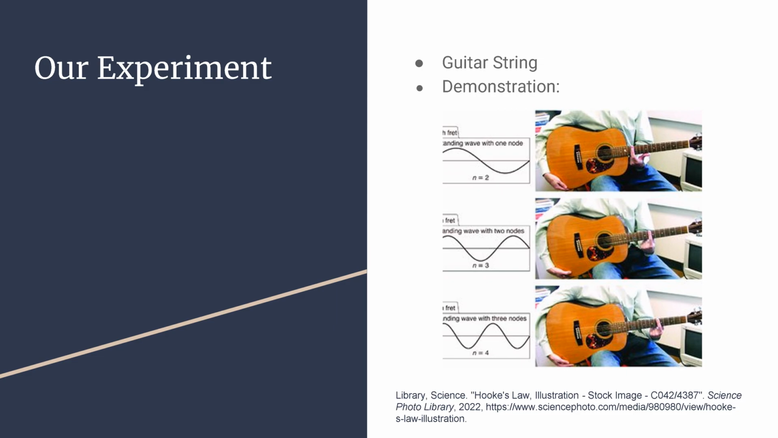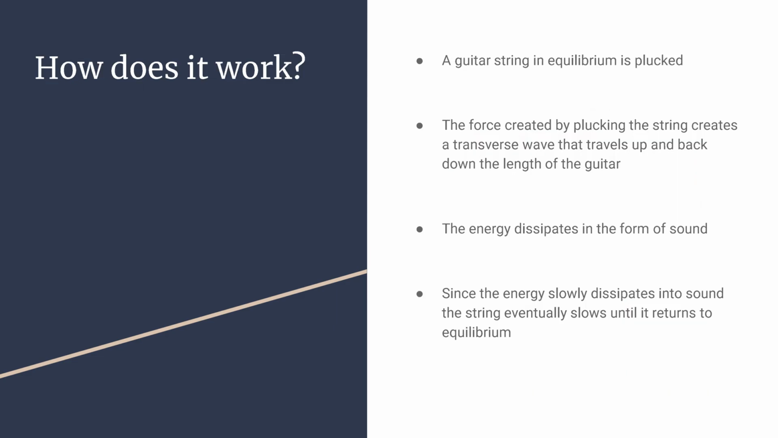Our experiment will use a guitar string to demonstrate simple harmonic motion. How does simple harmonic motion work on a guitar? A string is in equilibrium and is plucked. The force created by plucking the string creates a transverse wave that travels up and back down the length of the guitar. The energy dissipates in the form of sound. Since the energy slowly dissipates into sound, the string eventually slows down until it returns to equilibrium.